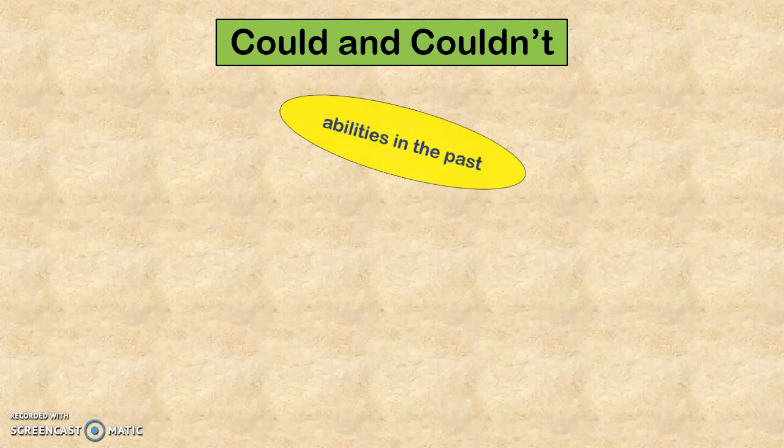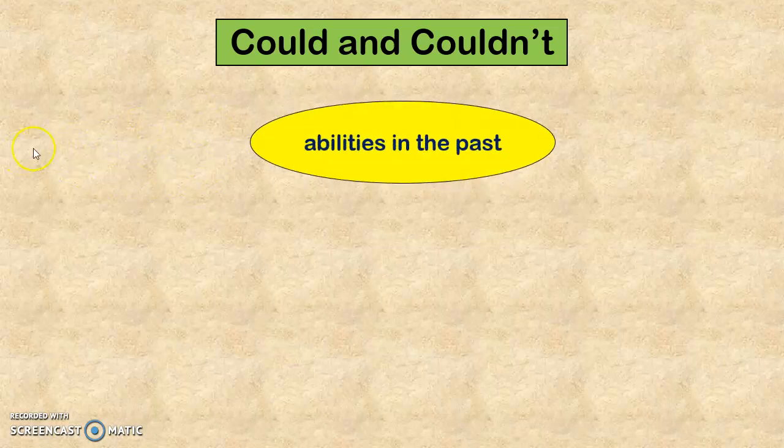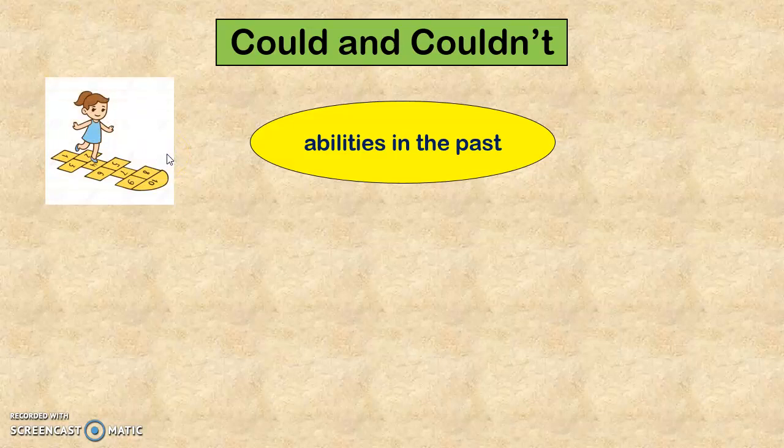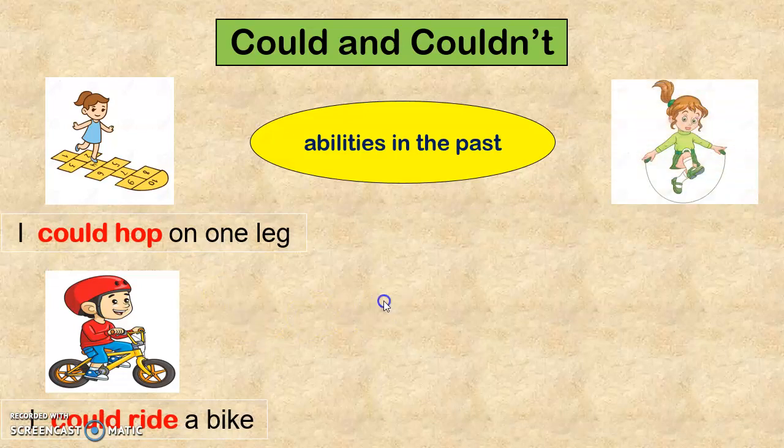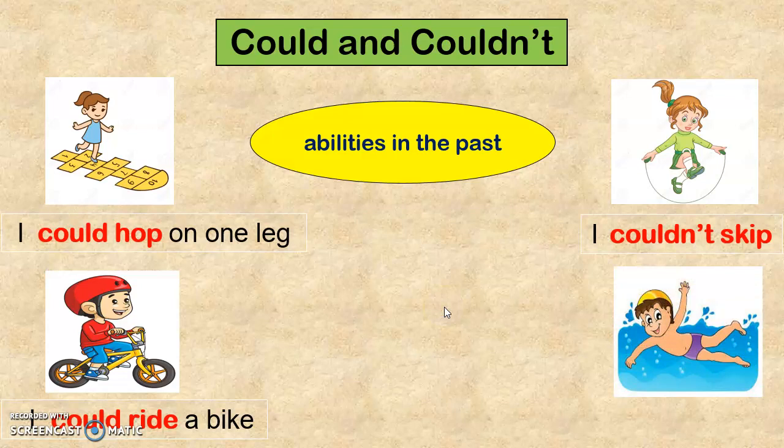Great. Now look, we are talking about abilities in the past. Don't forget that. Could and couldn't, abilities in the past. No? Okay, good. Look at the picture now. I could hop on one leg. Great. I could ride a bike. Great. Oh no, I couldn't escape. Look at this picture now. Oh, I couldn't swim. Great.